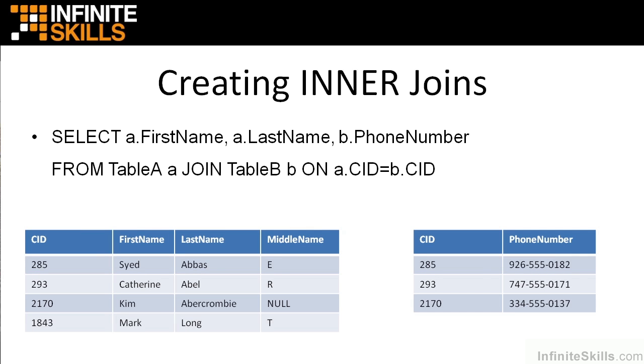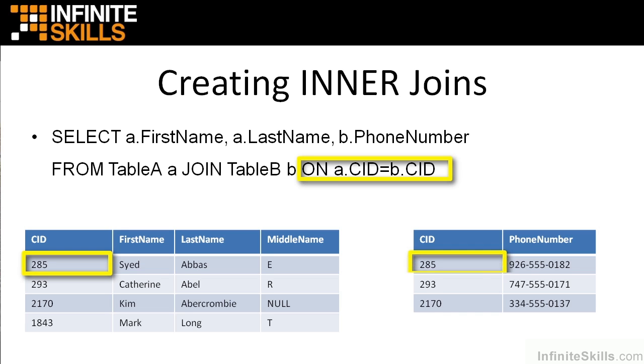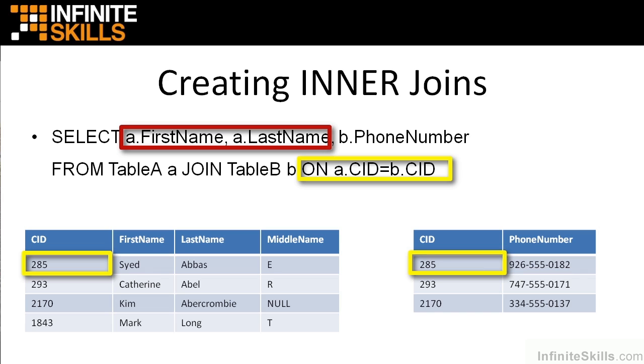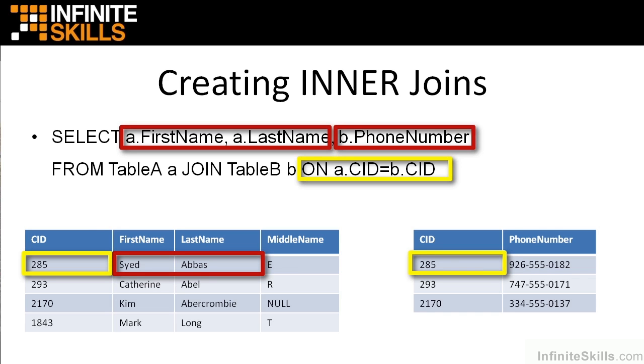Well, let's look at that. Here's our two tables. Table A is on the left there. It's the big one. And then table B is this little guy right over here. So what we've said is, let's compare table A's CID column to table B's CID column. And on the first row, we compare it, and guess what? They match. So let's go pull the first and last name from A and the phone number from table B and return them back in the result set.